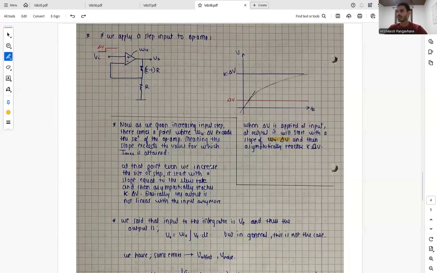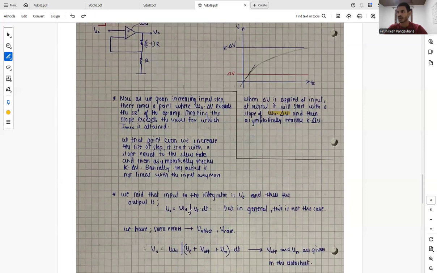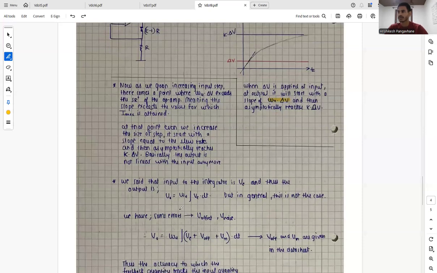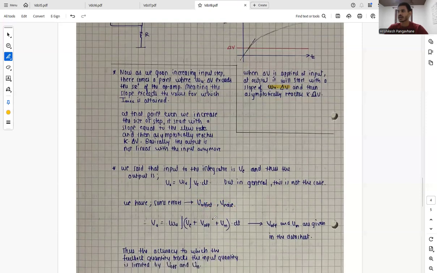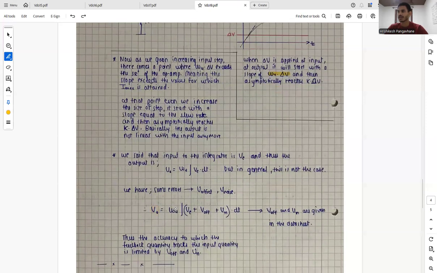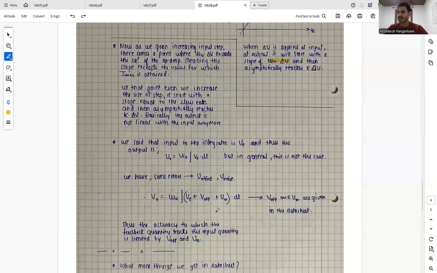So we said that the input to the integrator is VE, and thus the output is V naught equals omega U times the integration of VE dt. But in general, this is not the case. In reality, we have some errors, and those errors are due to V offset and V noise. So in reality, our V naught is basically equal to omega U times the integration of VE plus some errors, which are limiting the value of the integrator, and V off and V noise are given in the datasheet of the op-amp.